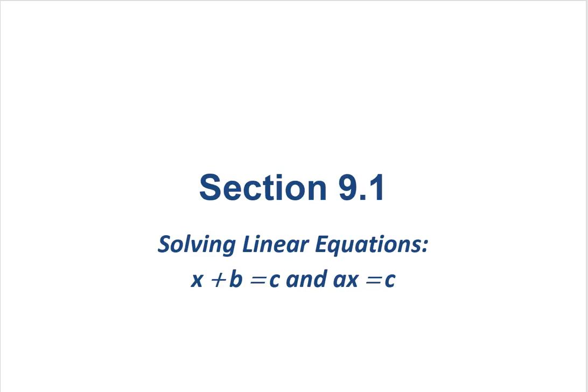Okay, section 9.1, solving linear equations. Looks like in the form of x plus b equals c and ax equals c. Remember, x is going to be a variable. Then you got b, then c is a constant, and a is also going to be just a coefficient with the variable x, and then we're going to have a constant. So let's continue on.